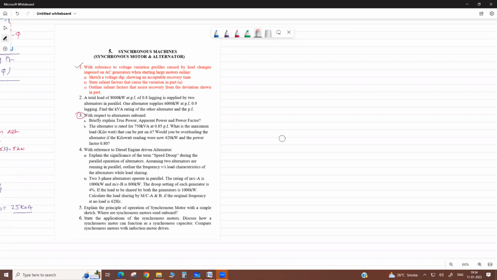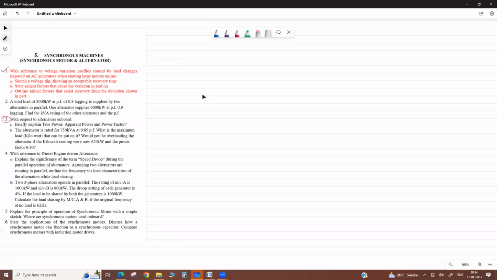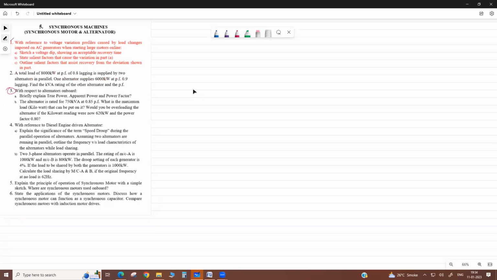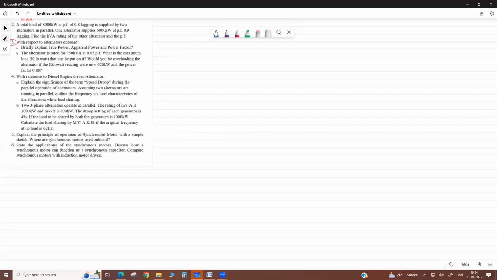Yes, one another very important topic related to this synchronous machine. This is asked in ETO, and in MET also there is a numerical on this. It is asked like here: with reference to a diesel engine driven alternator, what is the significance of the term speed droop during parallel operation?